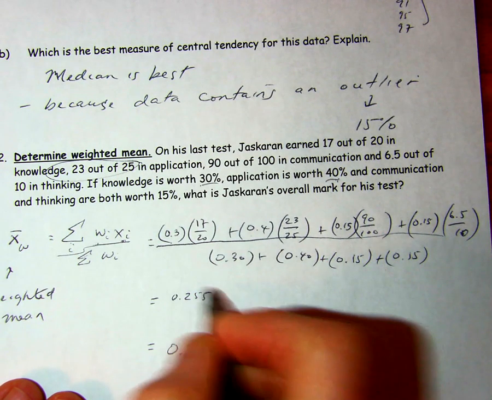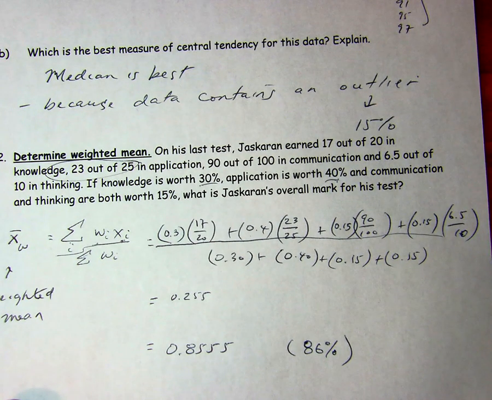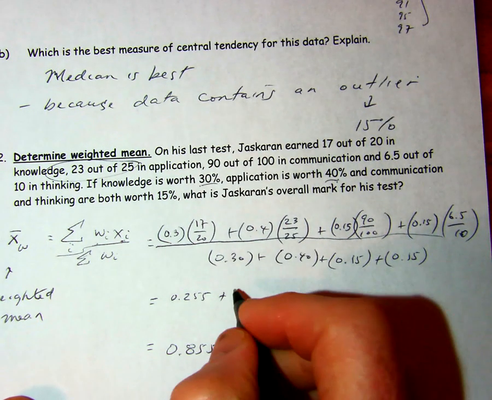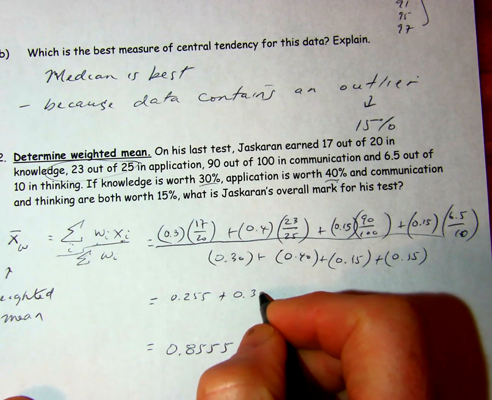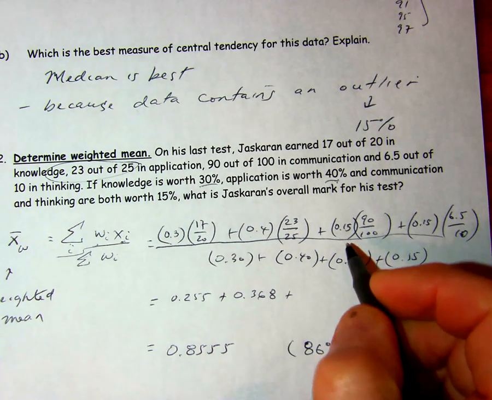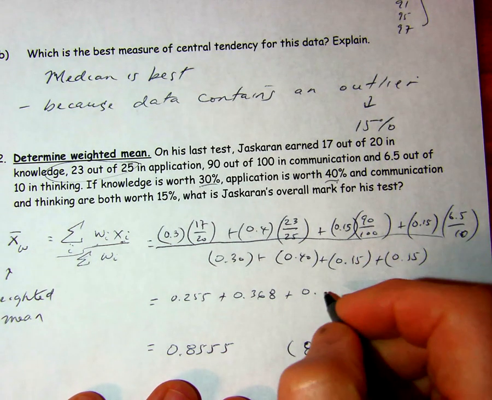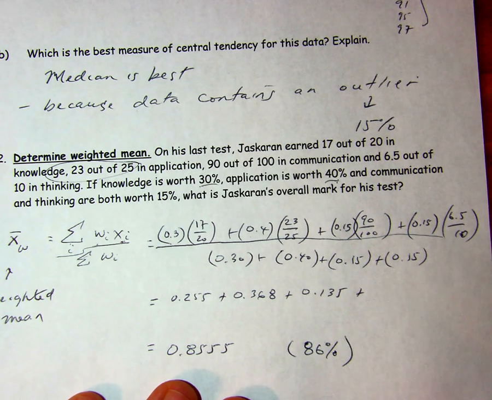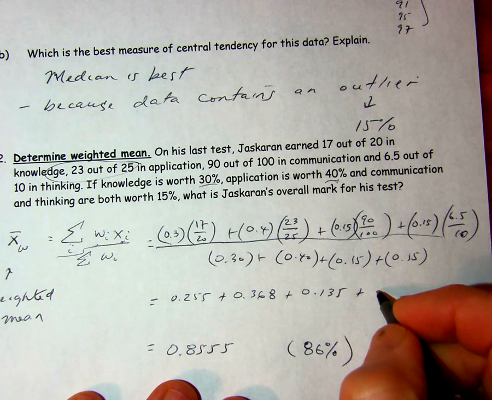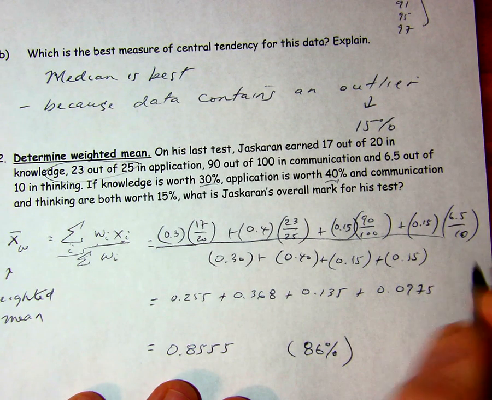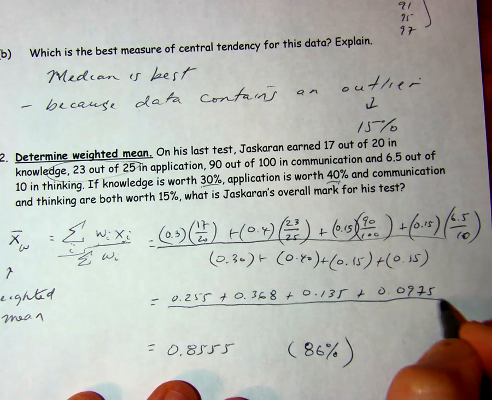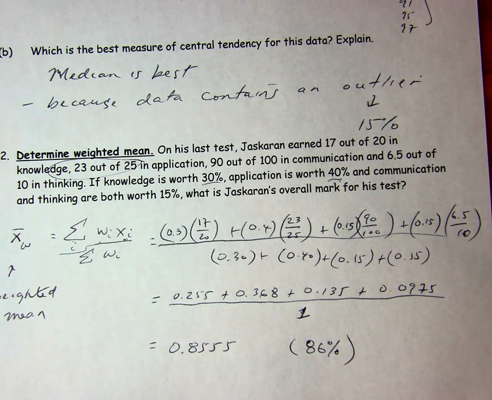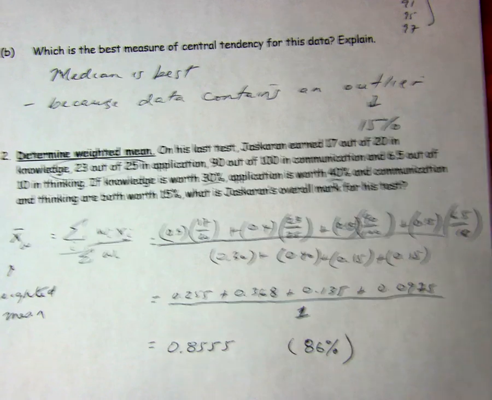That's the contribution of your knowledge, plus the contribution of your application, if you multiply it by the weighting, would be that. The contribution of your communication, 0.135, and the contribution of your thinking. Those are the 4 contributions, and these just add up to 1. In this particular case they add up to 1, but the weightings don't have to add up to 1. Sometimes they won't. So that's how you do it.